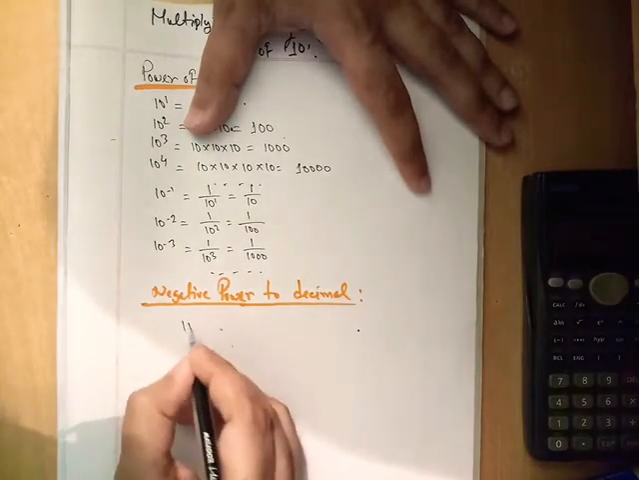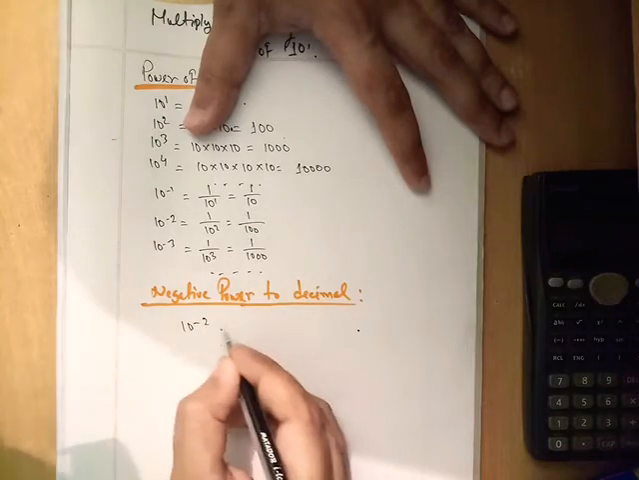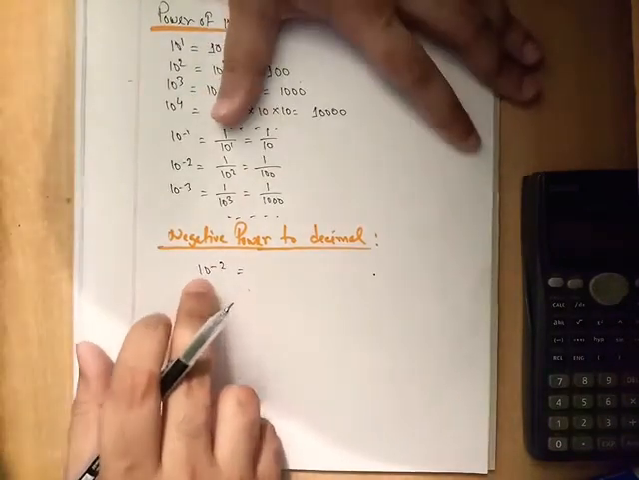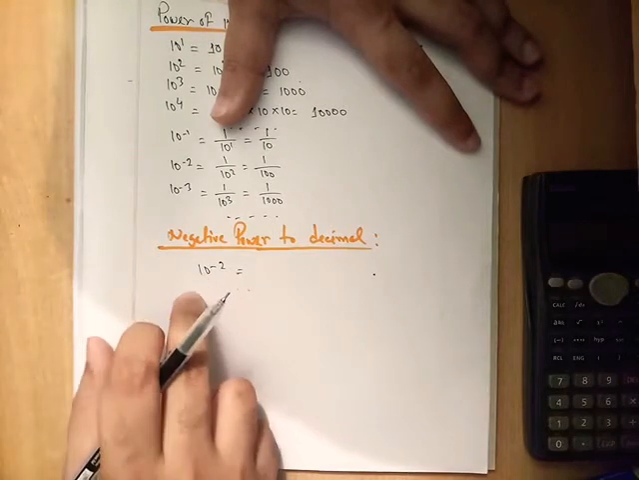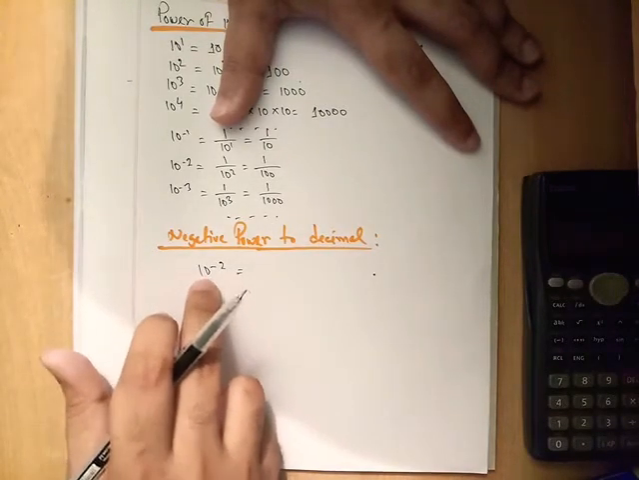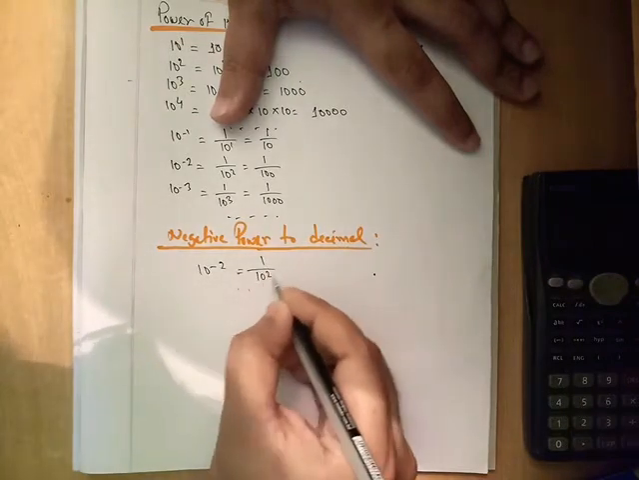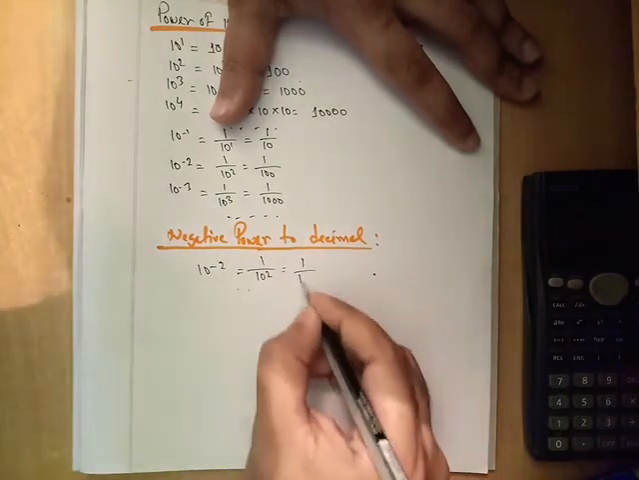Suppose I'm writing 10 to the power minus 2, right? So first, what do I need to do if I want to transform it into a decimal number? First, I need to transform it to a fraction. So 10 to the power minus 2 is basically 1 by 10 square, which is 1 by 100.